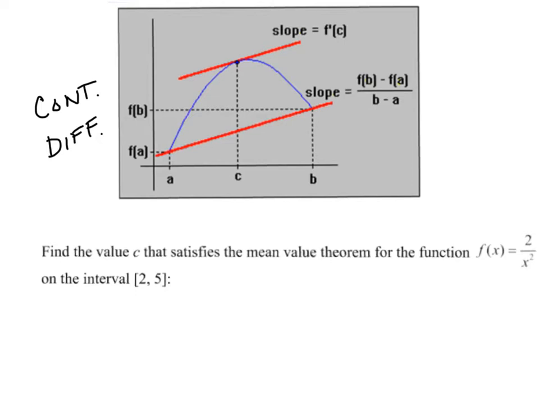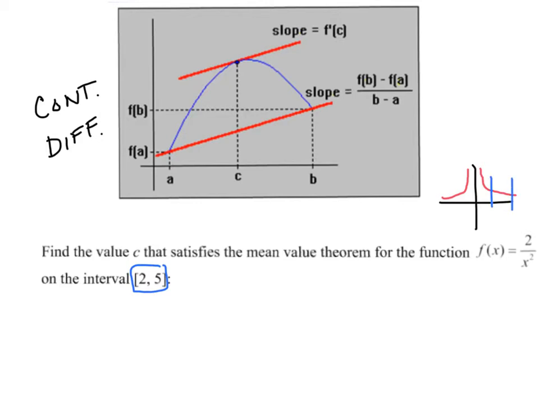Okay. So find the value c that satisfies the mean value theorem for that function on the interval from 2 to 5. First, we should just verify that 2 over x squared is continuous and differentiable. Think about what 2 over x squared would look like on a quick graph. It would look something like this. So it's not continuous and differentiable everywhere, but on the interval 2 to 5, it is. From 2 to 5, it is differentiable.